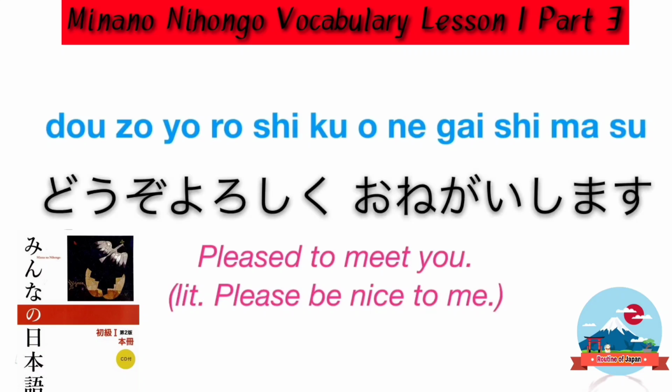Dozo yoroshiku onegai shimasu. This is a very formal expression usually used at the end of a self-introduction. A less formal way of saying this is dozo yoroshiku or just yoroshiku. This phrase actually has other meanings depending on the situation, which you will learn later on. But for the meantime, this means pleased to meet you or please be nice to me.